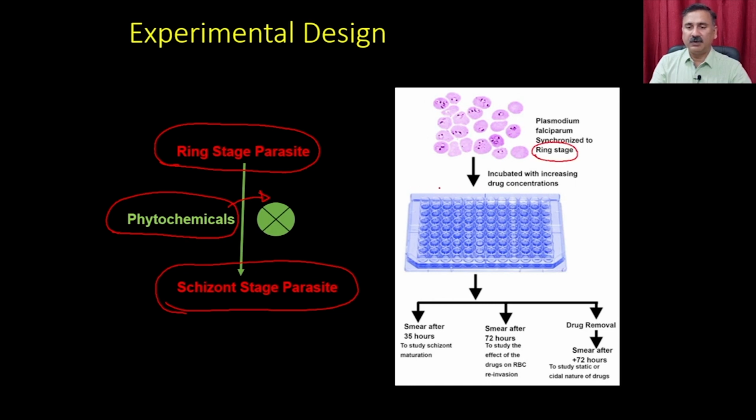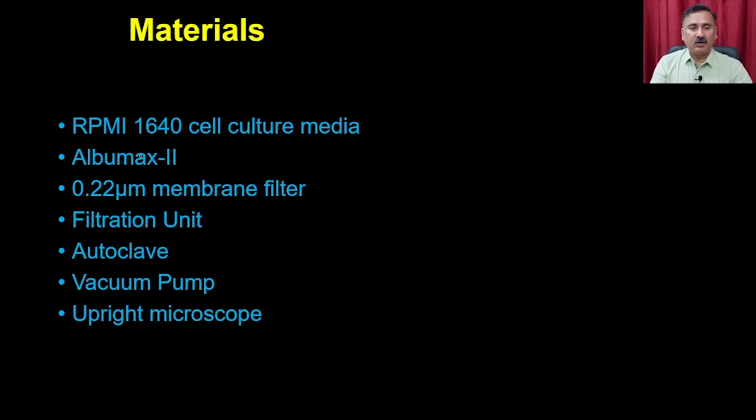You are going to incubate these parasites with different concentrations of the inhibitors. Then you are going to make the smear at 35 hours, 72 hours, and after removal of the drug as well, to see whether the drug is killing the parasite or not. Then you are going to ask what the number of parasites present is, and what the different types of parasites present are. These are the different types of reagents you require, such as the cell culture media and other kinds of things.